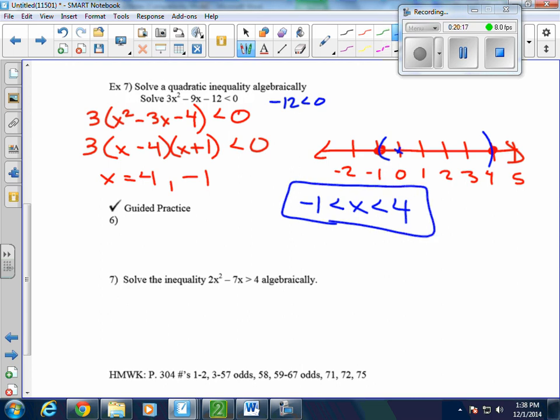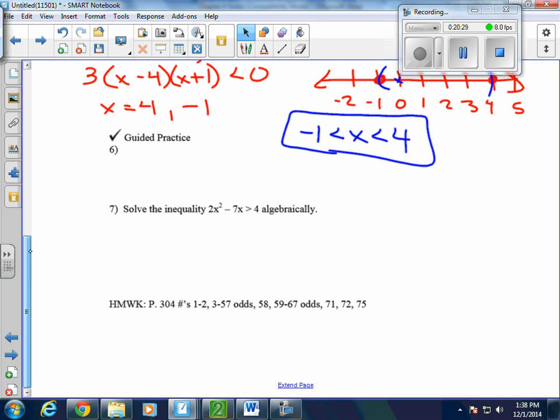If that had been a false statement, then we'd have to try the points on the outsides to see if it was true, and then they would be the solution. If it was outside of those, it would be an OR statement. So your assignment is on page 304.